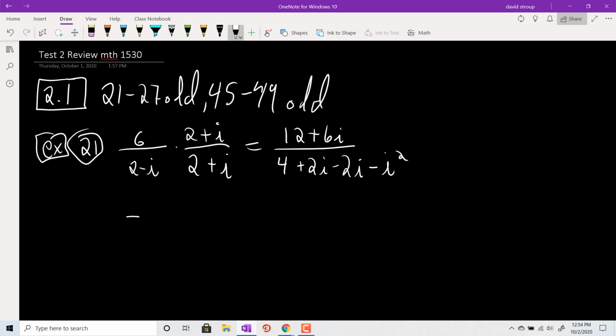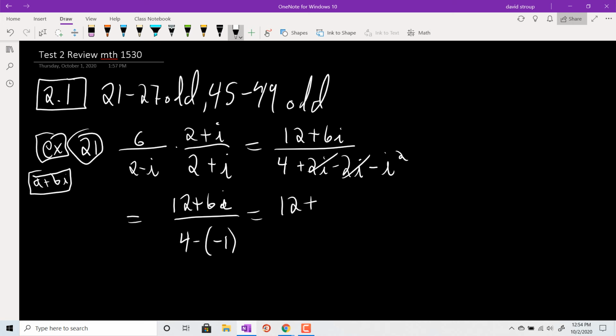Then we simplify. We need to get it in the form, eventually, a plus bi. You may have gotten some questions wrong in MyMathLab because you didn't put it in this form. You've got to put it in that form. It just makes it easier to read. So we have 12 plus 6i in the numerator, and downstairs the 2i's cancel. So I'll have 4 minus i squared, and you can replace i squared with negative 1. So I'll have 12 plus 6i all over 4 plus 1, which is 5.